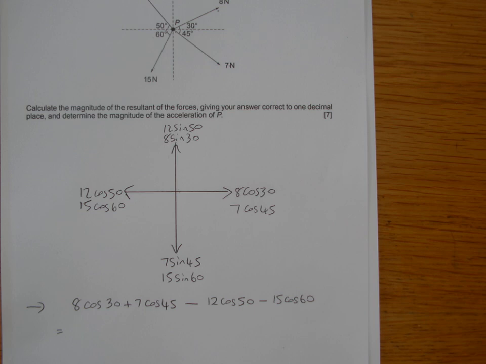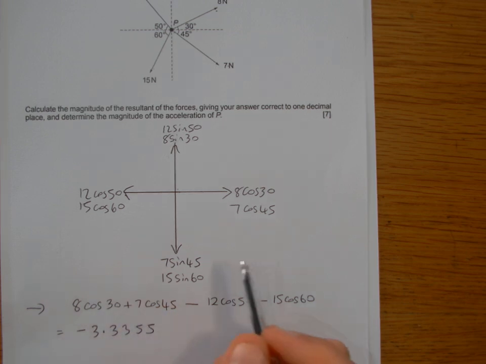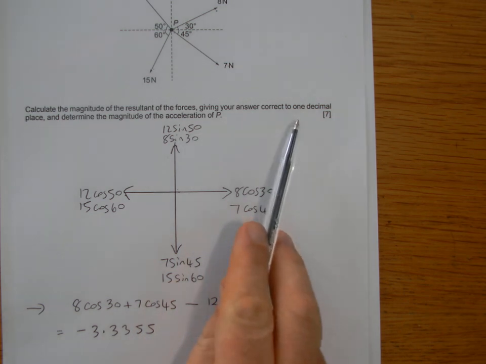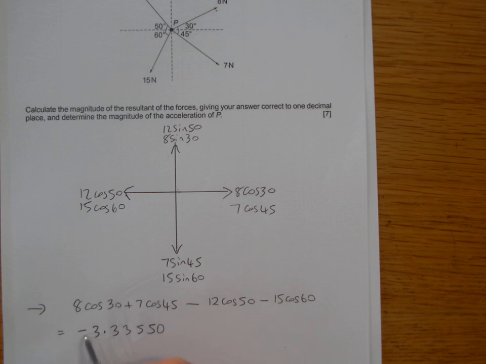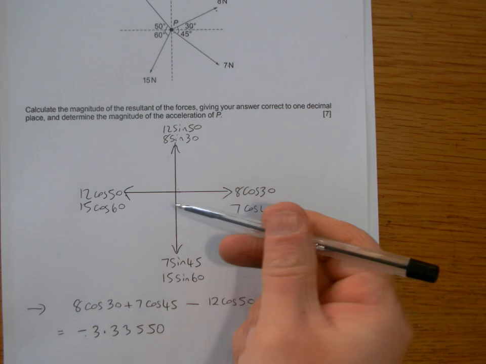So we've got 8 cos 30 plus 7 cos 45, take away 12 cos 50, take away 15 cos 60, and we get out negative 3.3355. Okay, so they want the answer to be one decimal place at the end, so we round at the end. There's quite a few decimal places here. Now it's negative, which means actually the overall winner here is this direction, so it will actually shift this way.